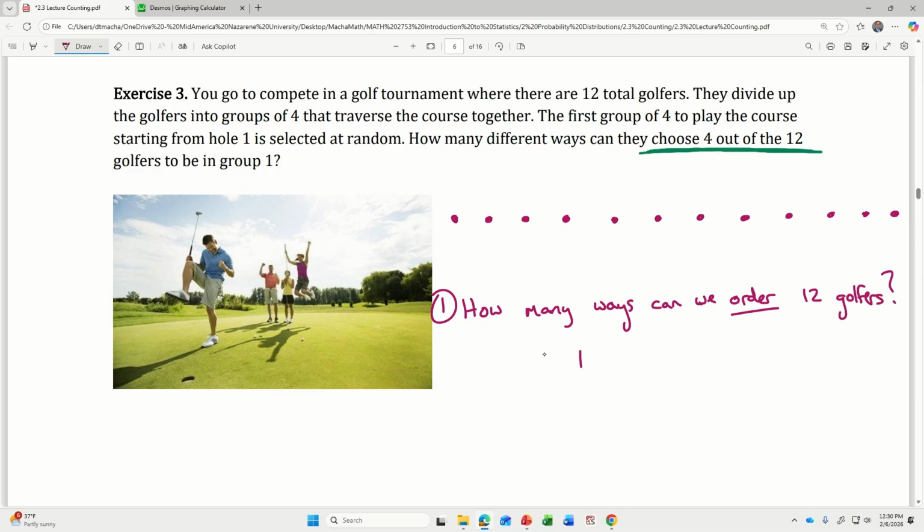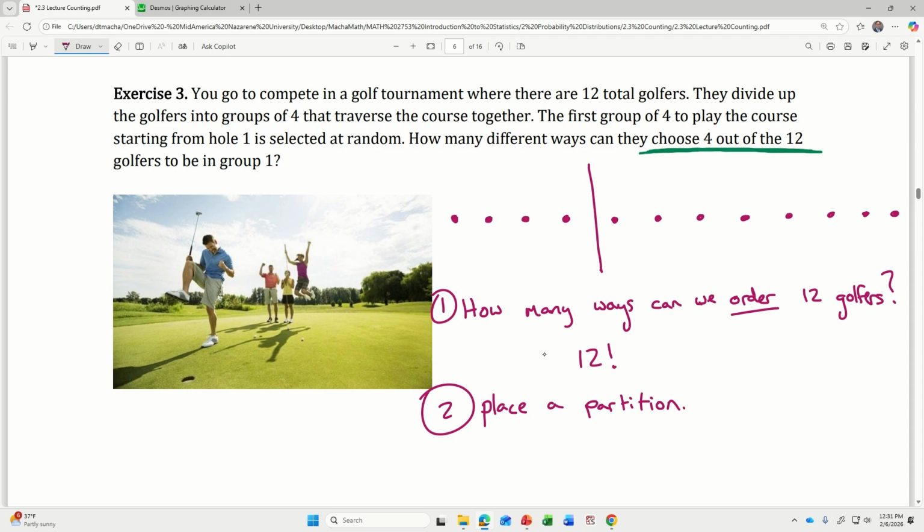And the answer to this is 12 factorial, right? If I'm just concerned about putting them in order from left to right. Step number 2 is we place a partition between the first 4 and the last 8. So after I've placed these 12 golfers in order, I can divide them now into the first group of 4 and the 8 golfers that don't belong to the first group of 4, right?